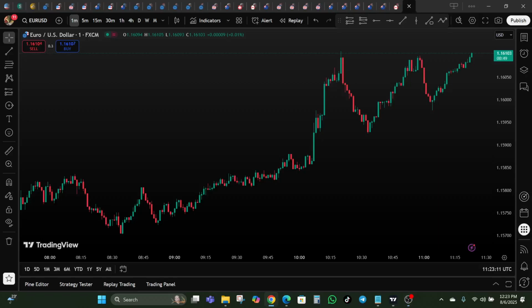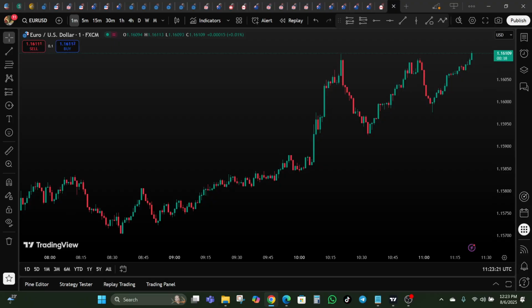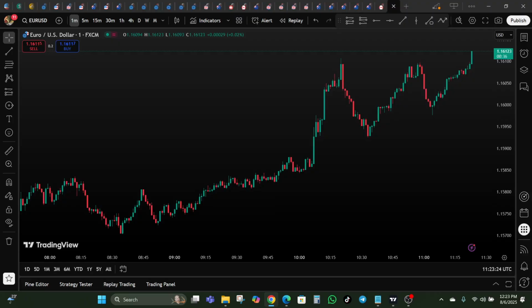Are you looking for a fast, structured strategy on the 1 minute chart? Well, this is the 1 minute Fibonacci Scalping Strategy, which actually works. And it is built for traders who want precision, not guesswork.